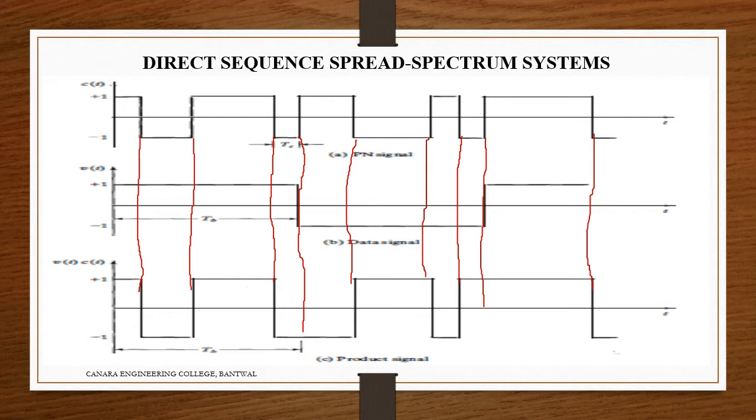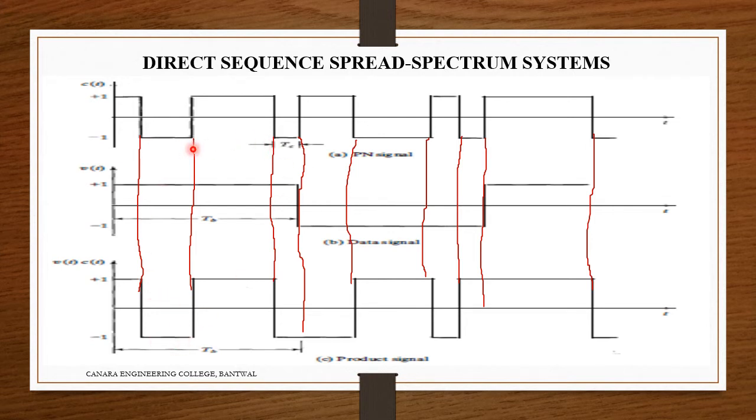Now what is happening here, you can see. This is the amplitude plus 1. Here also the amplitude is plus 1. Plus 1 into plus 1 is 1. Then here you see a minus 1. Minus 1 into 1 gives minus 1.